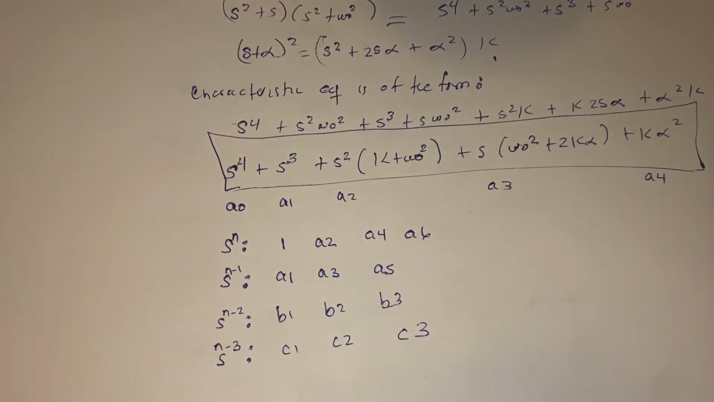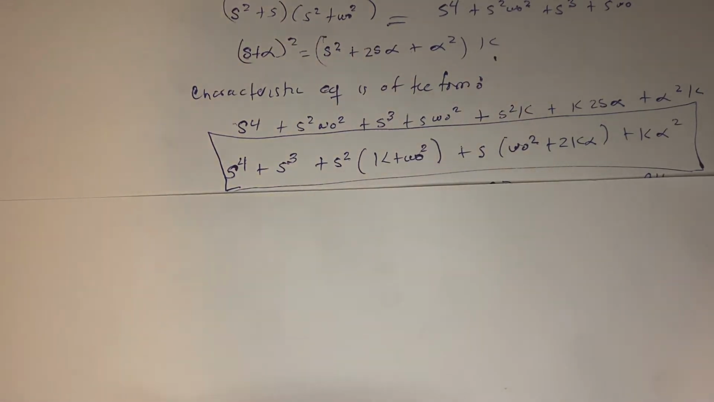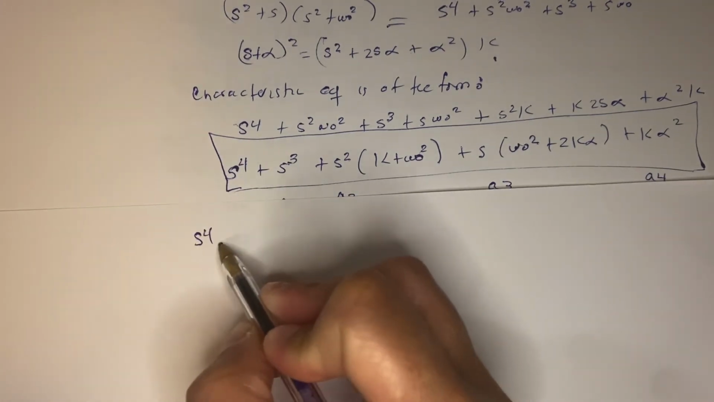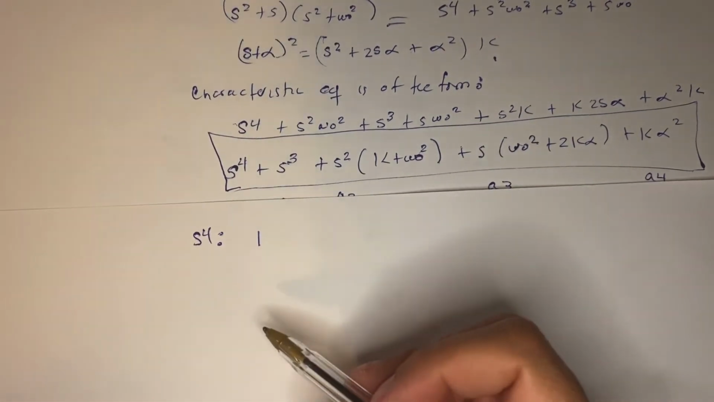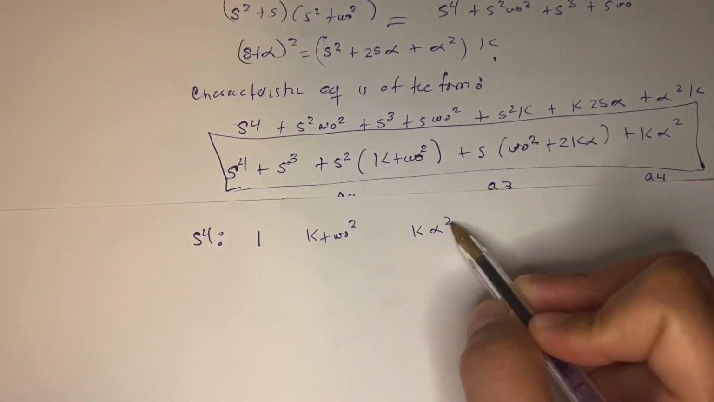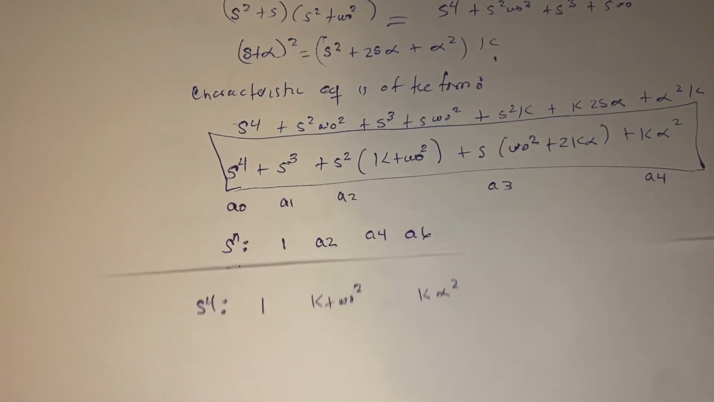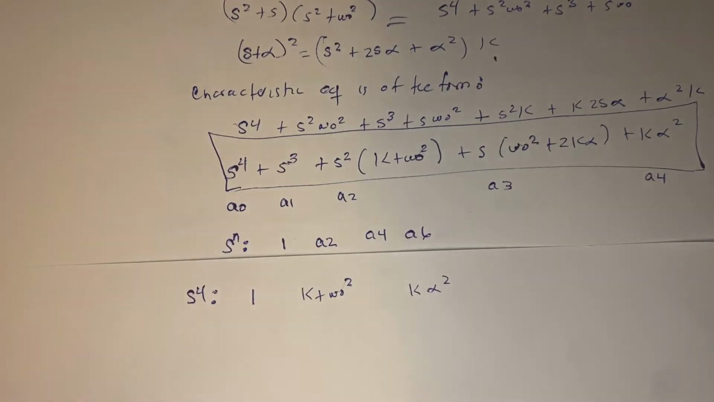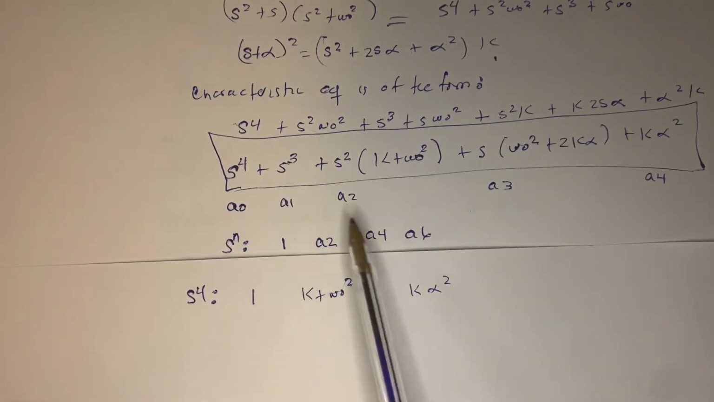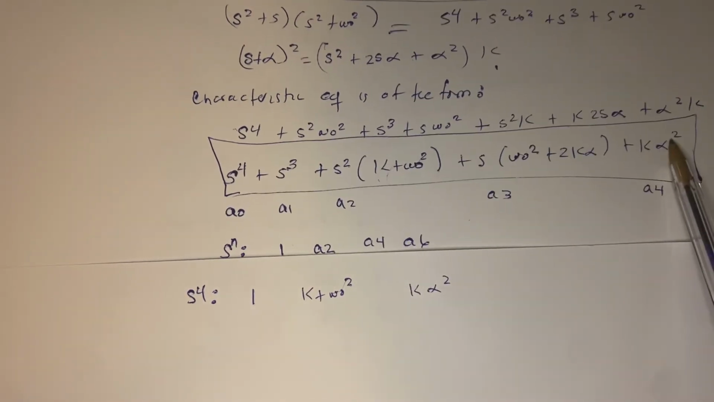So let's accommodate these values for our equation. We know this is our equation, so I'm going to start to accommodate the first values. We will have S4, it will be 1, K plus W0 squared, and K alpha squared. Why? Because S4 is going to be, as here, S to the n, and is 1, A2, which is this coefficient, and A4, which is this coefficient. Okay?